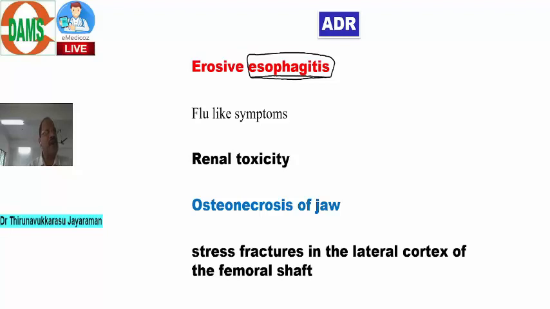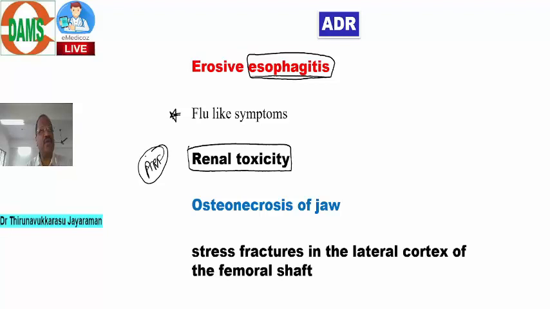And newer drugs like zoledronate are given intravenously. The most common problem with intravenous bisphosphonate is flu-like symptoms like fever, chills, rigor. But the most important adverse effect of intravenous bisphosphonate is nephrotoxicity. They may cause acute renal failure. So before and after infusion of bisphosphonate, check the renal function test.